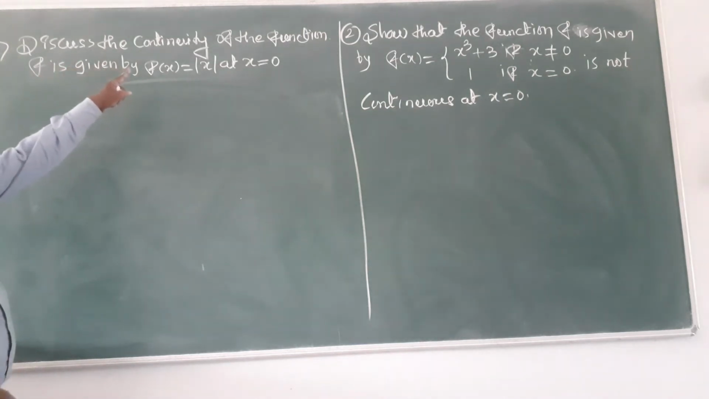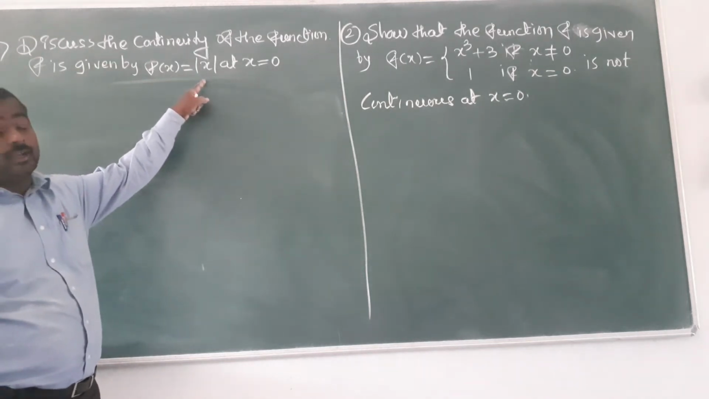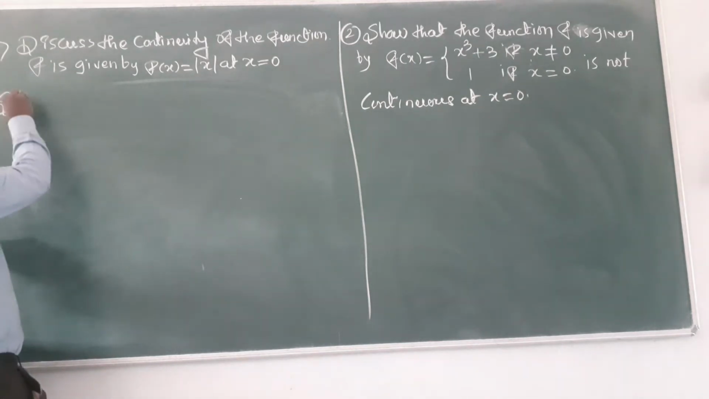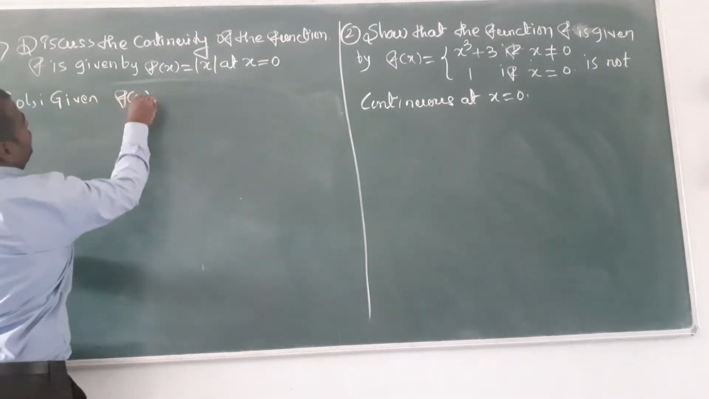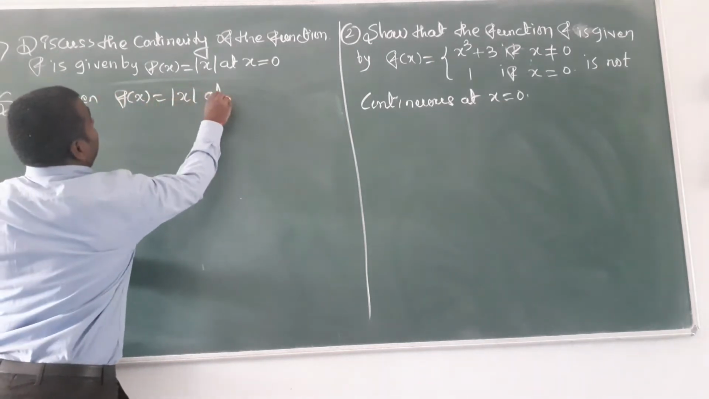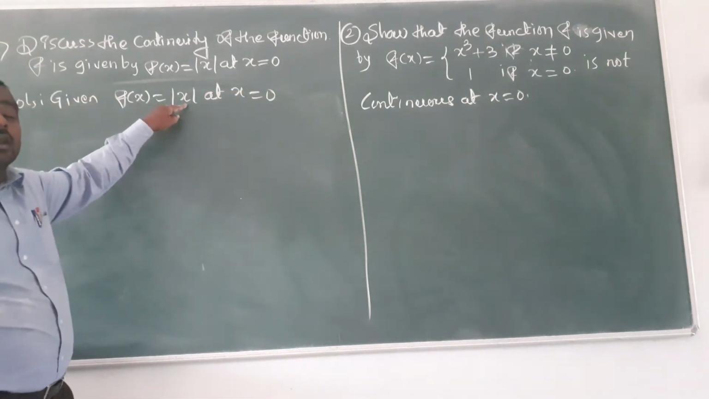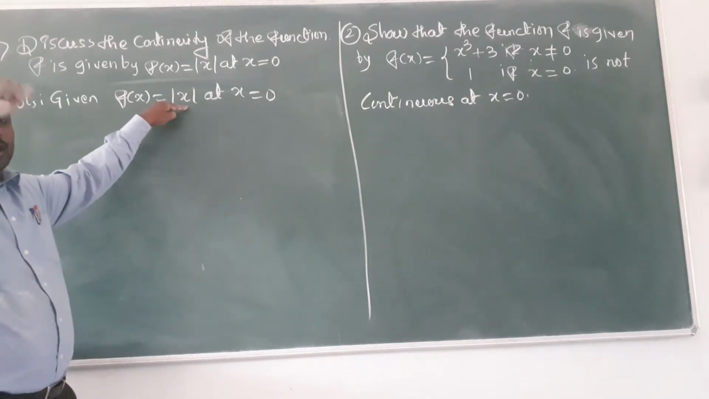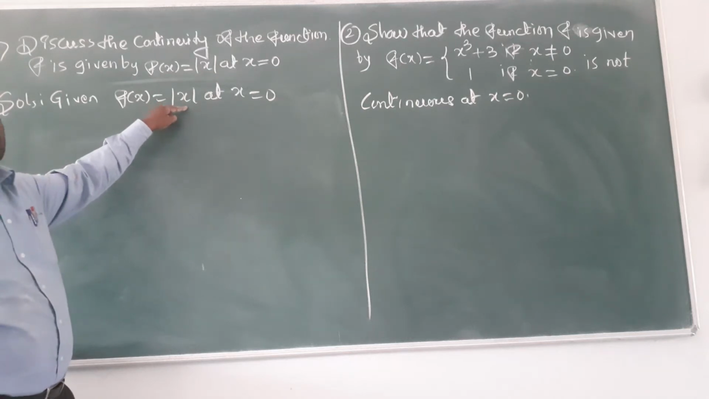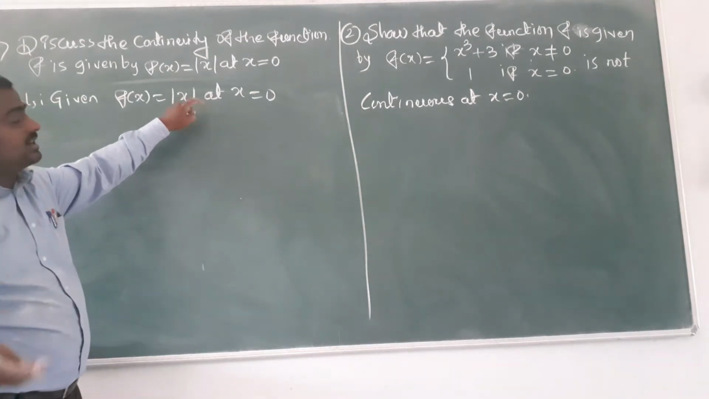Discuss the continuity of the function f given by, look at the function first, f of x is equal to mod of x. What do you mean by mod? Let us consider this equation: f of x is equal to modulus x. It means the condition is greater than or equal to 0. It is called the modulus function. In the first year, in the second chapter on relations and functions, we expressed this equation. Please try to remember, and go home and revise this.